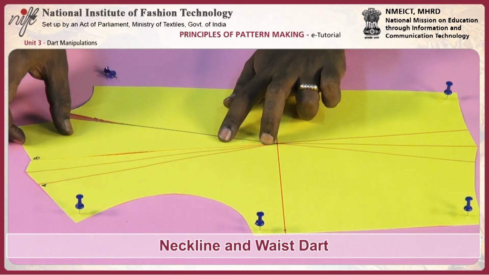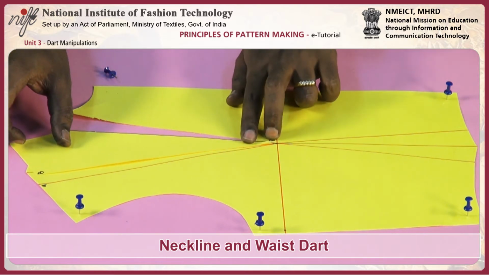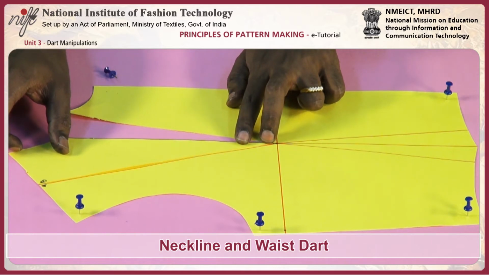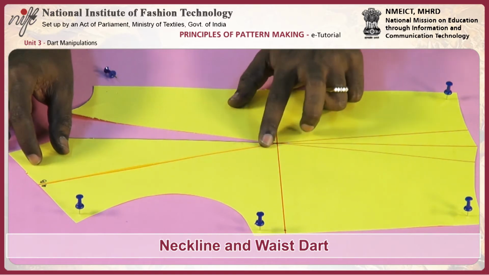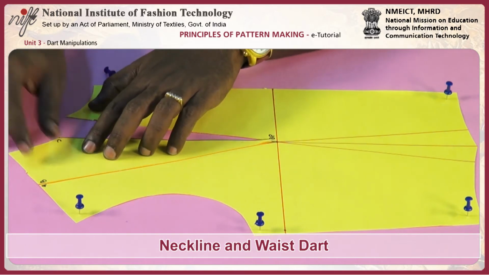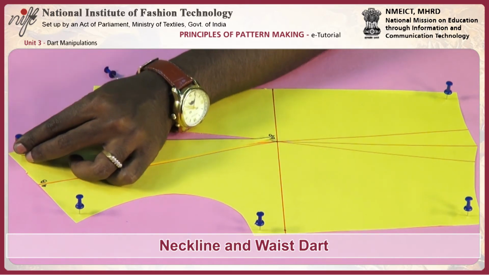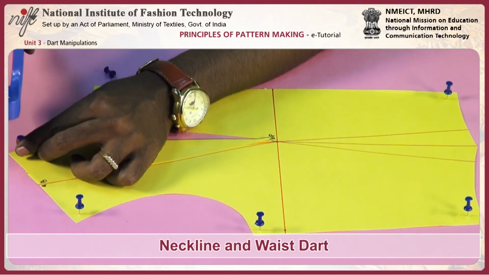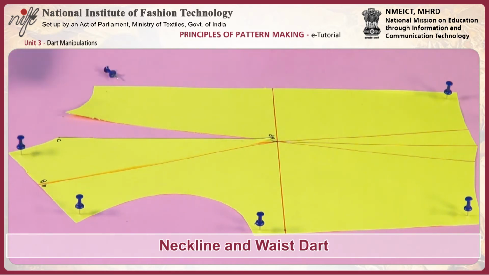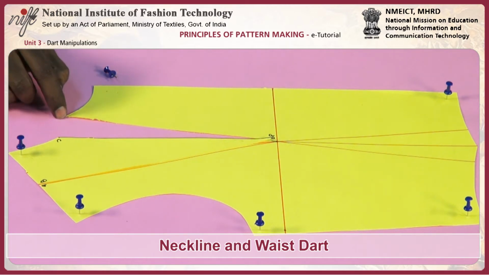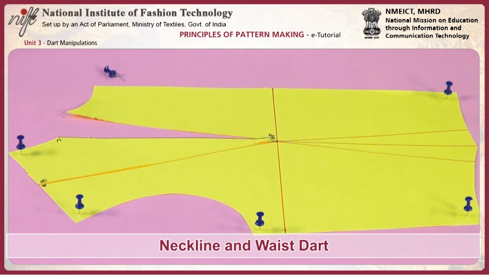Then move B to A by pivoting the bust point, and pin it. Now the dart will open at C. Now trace the pattern.